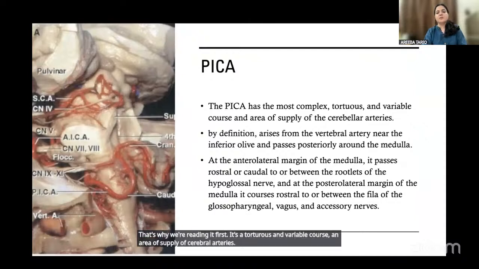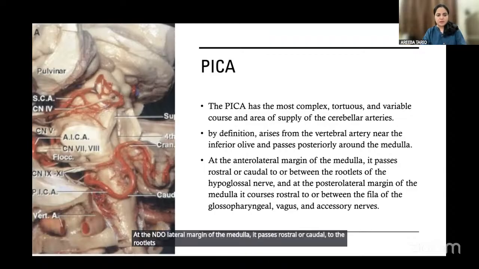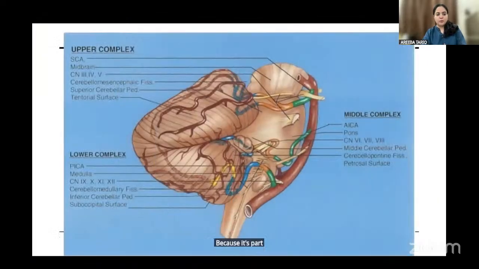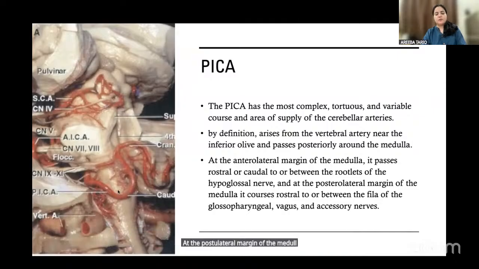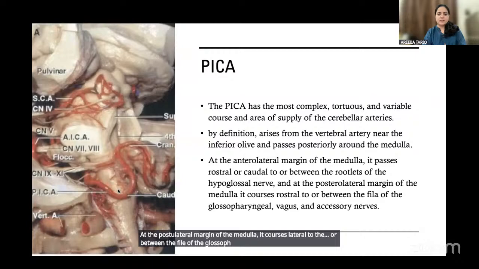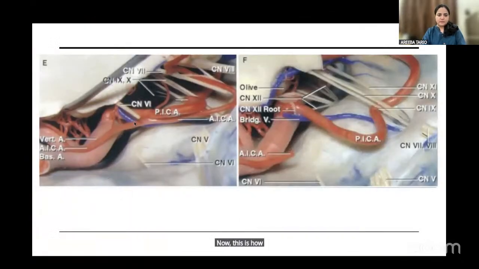It arises from the vertebral artery near the inferior olive and passes posteriorly around the medulla. At the anterolateral margin of the medulla, it passes rostral or caudal to the rootlets of the hypoglossal nerve because it's part of the lower complex, and the lower complex nerves are the 9th, 10th, 11th, and 12th. So it passes between the rootlets of the hypoglossal nerve. At the posterolateral margin of the medulla, it courses lateral to or between the filaments of the glossopharyngeal, vagus, and accessory nerves. This is how PICA looks.